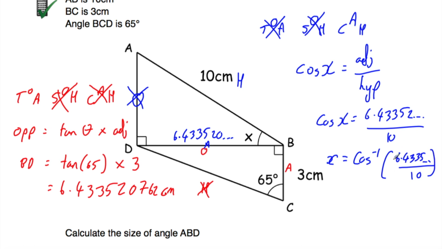Now you could work this out, but I tend to just type it into my calculator like that. So I'm going to press shift, cos, and then I'm going to press the fraction button and press answer, because that's already on my calculator display. So answer, and then scroll down, press 10, and then close brackets.